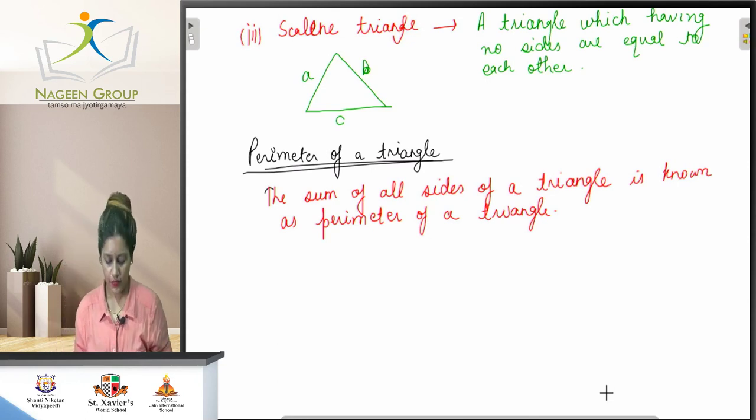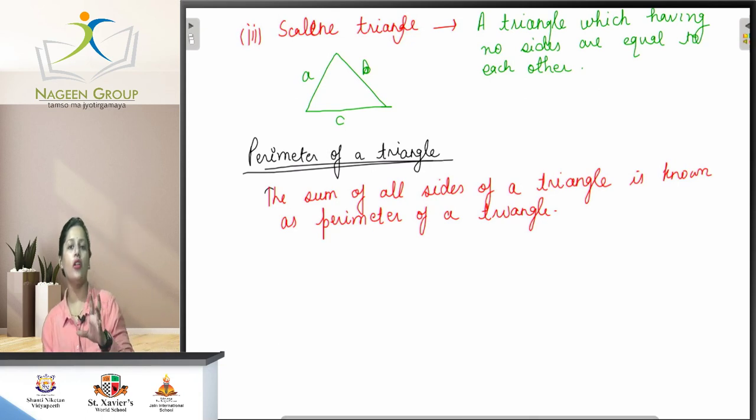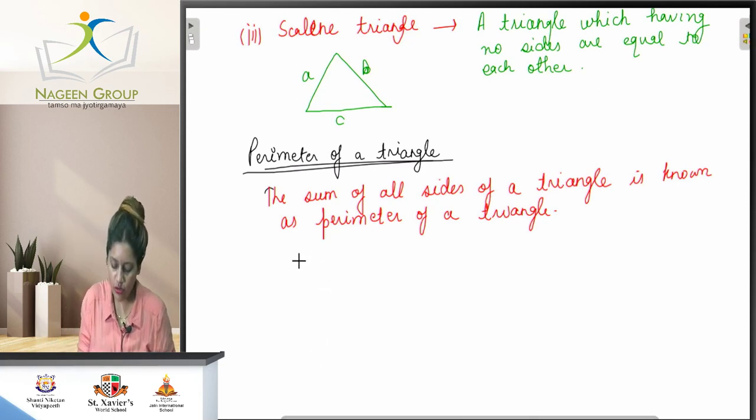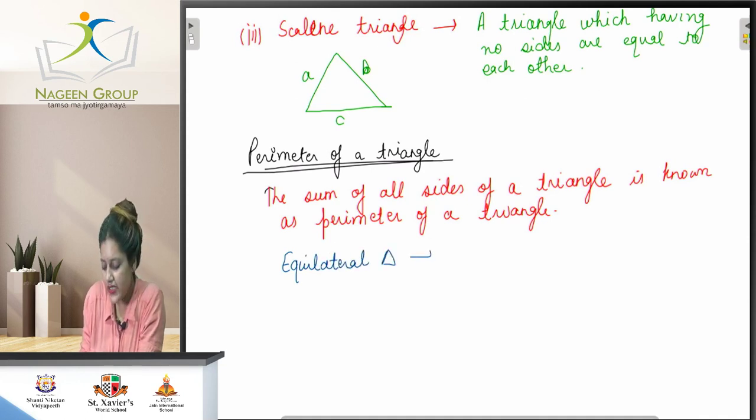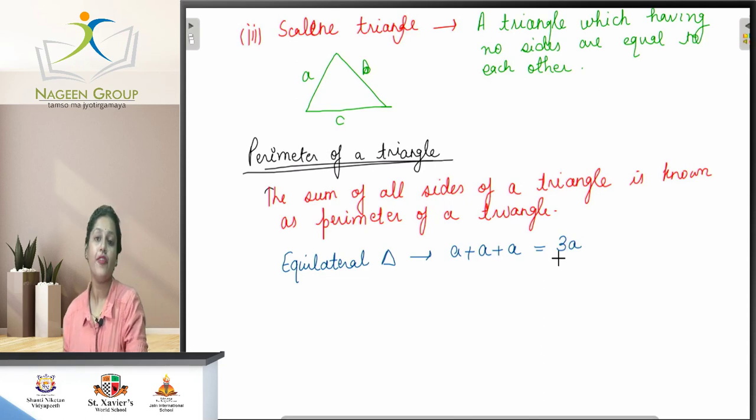So, what have we learned? We have learned that the perimeter of a triangle is the sum of all the sides. If we are asked what is the perimeter of an equilateral triangle, all sides are equal. So, A plus A plus A is equal to 3A, the perimeter of an equilateral triangle.